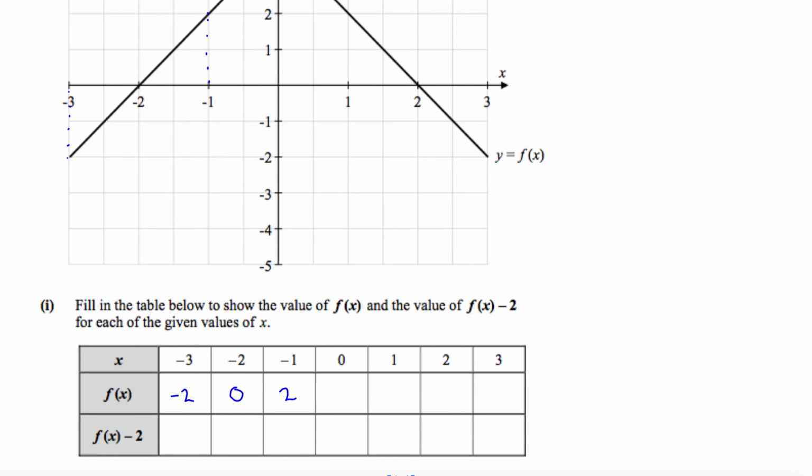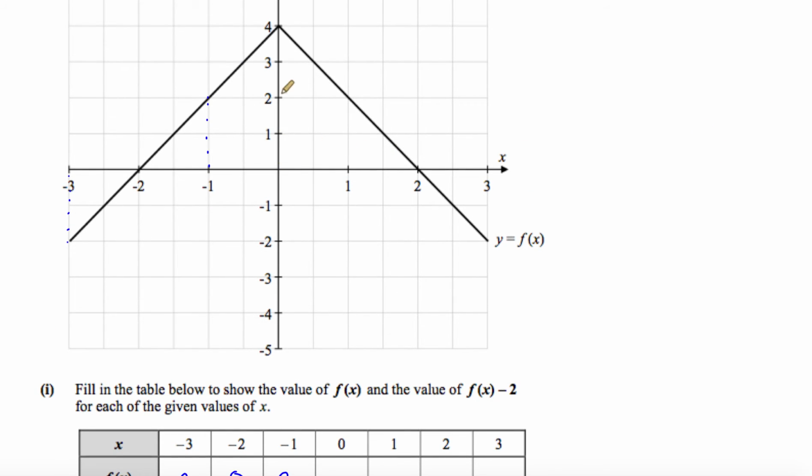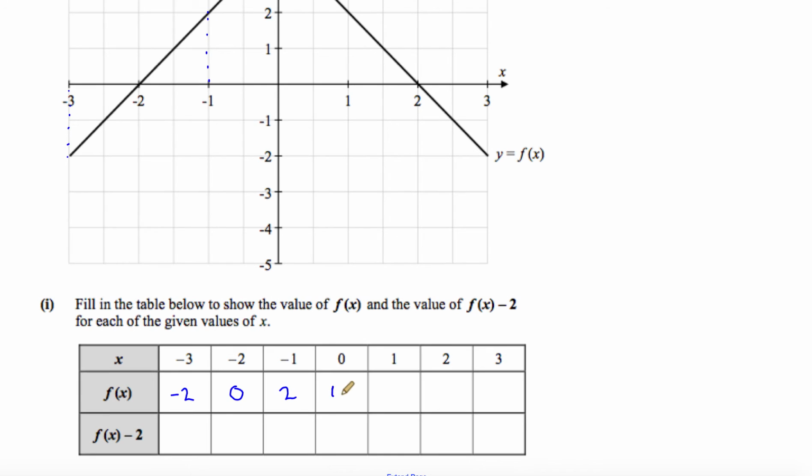When we're at 0 on the x-axis, we have to go up to 4 on the f of x axis. The f of x axis is also just the y-axis. When we go over to 1 on the x-axis, we're going up again to 2 on the y-axis, or 2 on the f of x axis. When we go over to 2, we're on the function, so it's 0 on the f of x or the y-axis. And finally, when we're going over to 3 on the x-axis, we have to go down to here, which is minus 2 on the f of x axis.